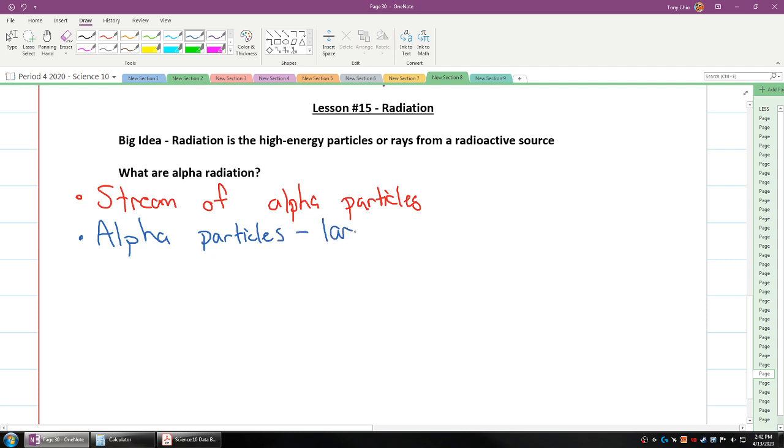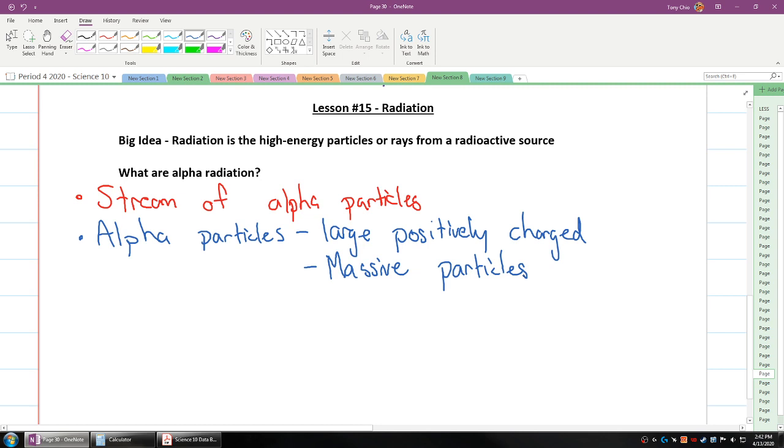They're large, positively charged particles. They're bigger, they're more massive than the other two. They're massive particles. They're more massive than the other two types of particles we're going to talk about.